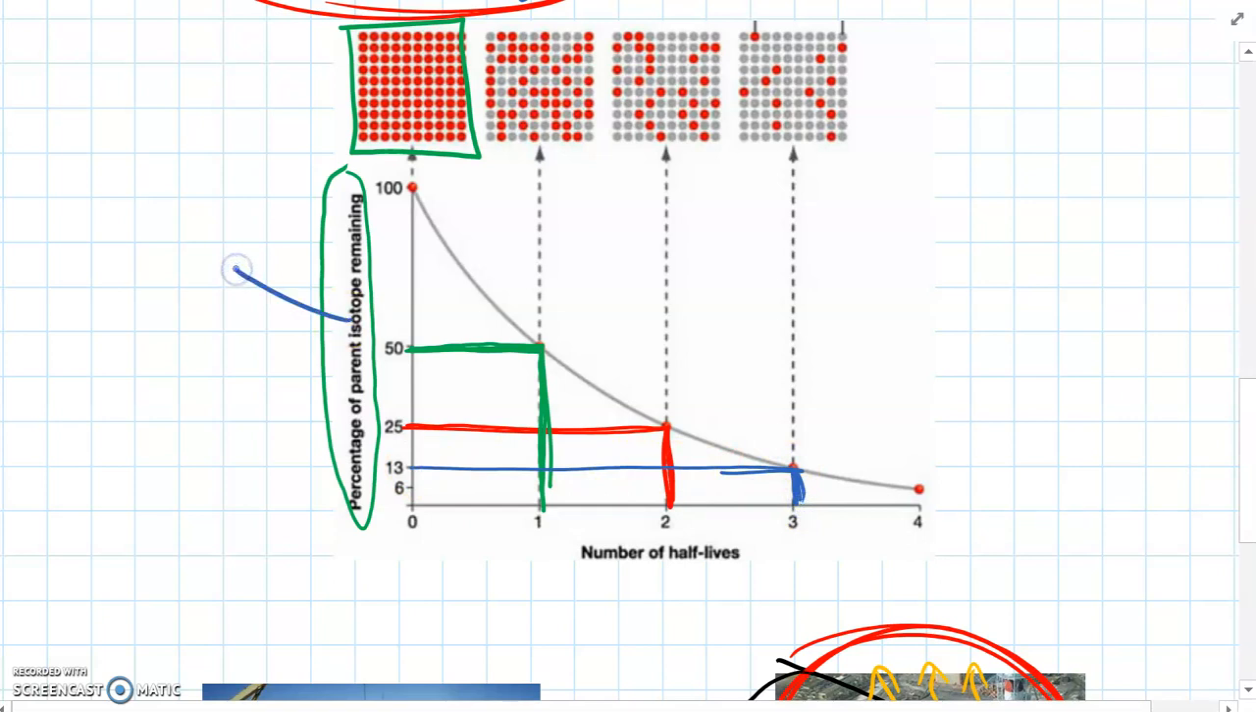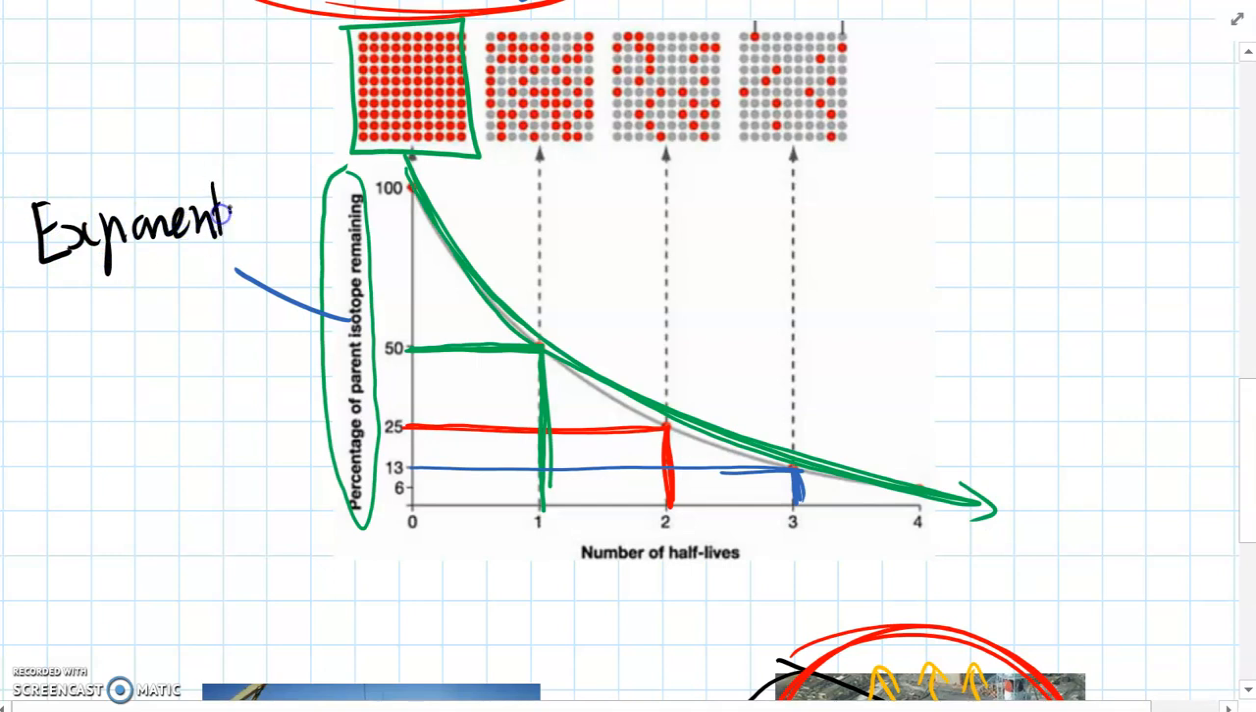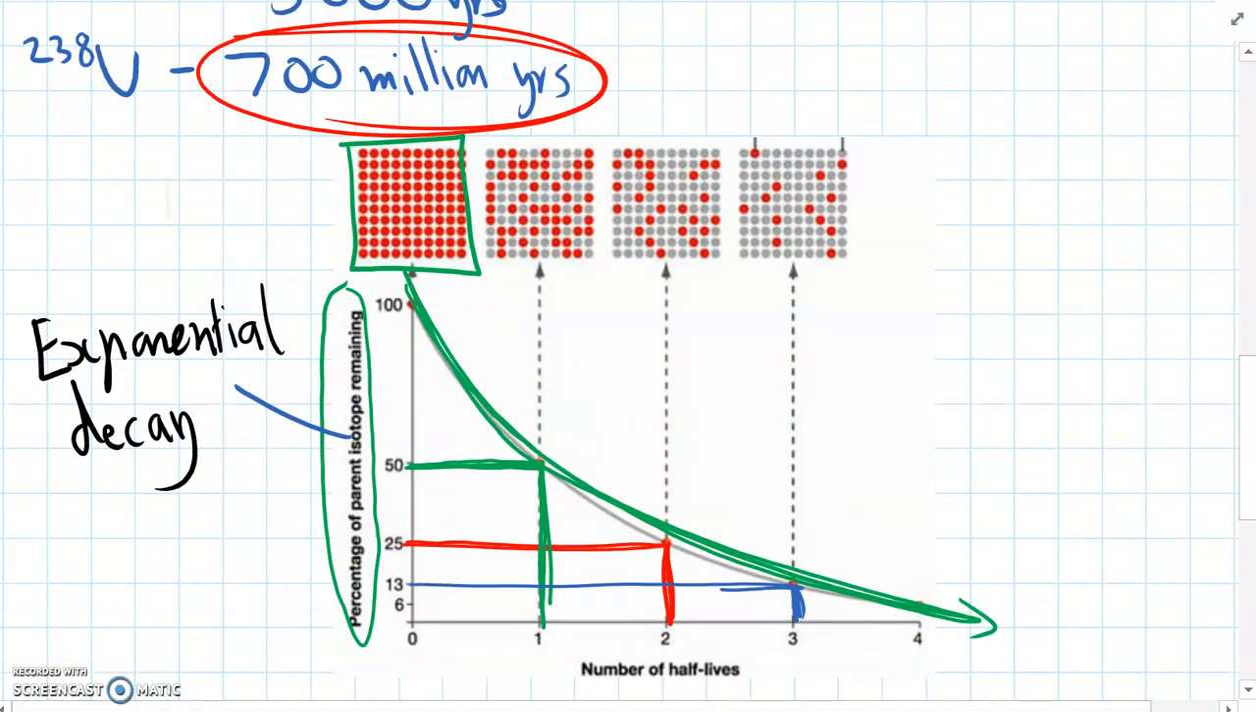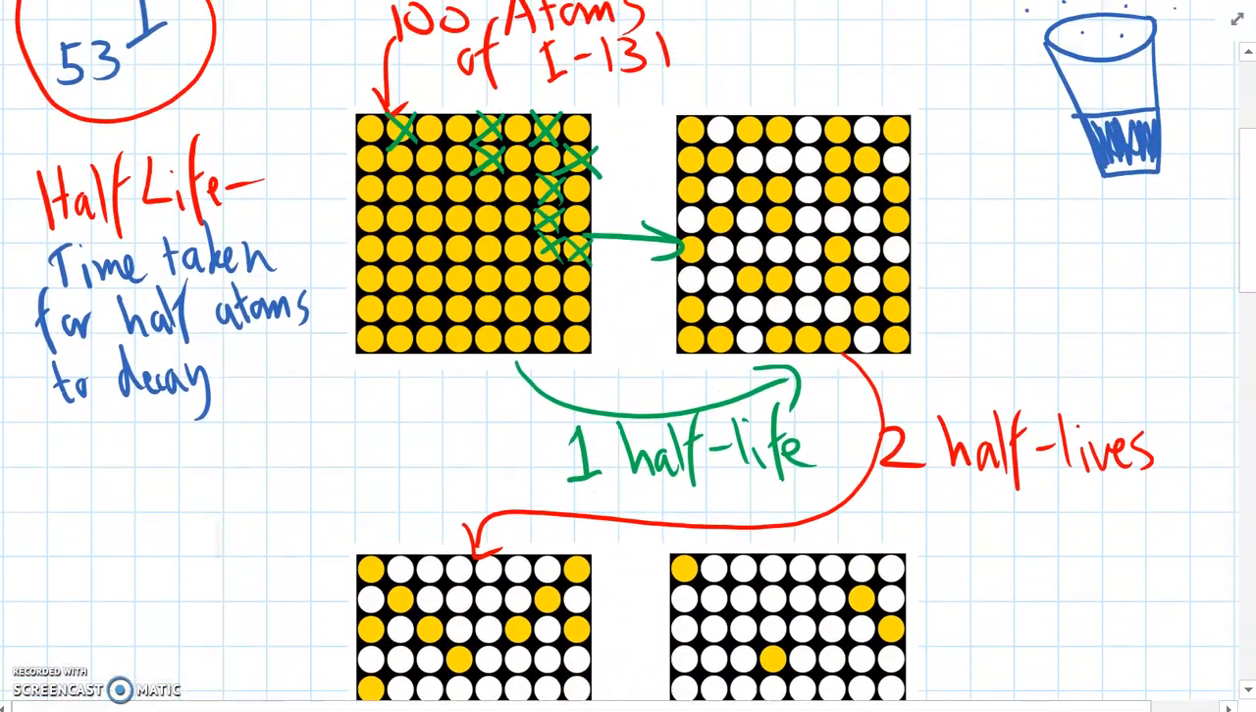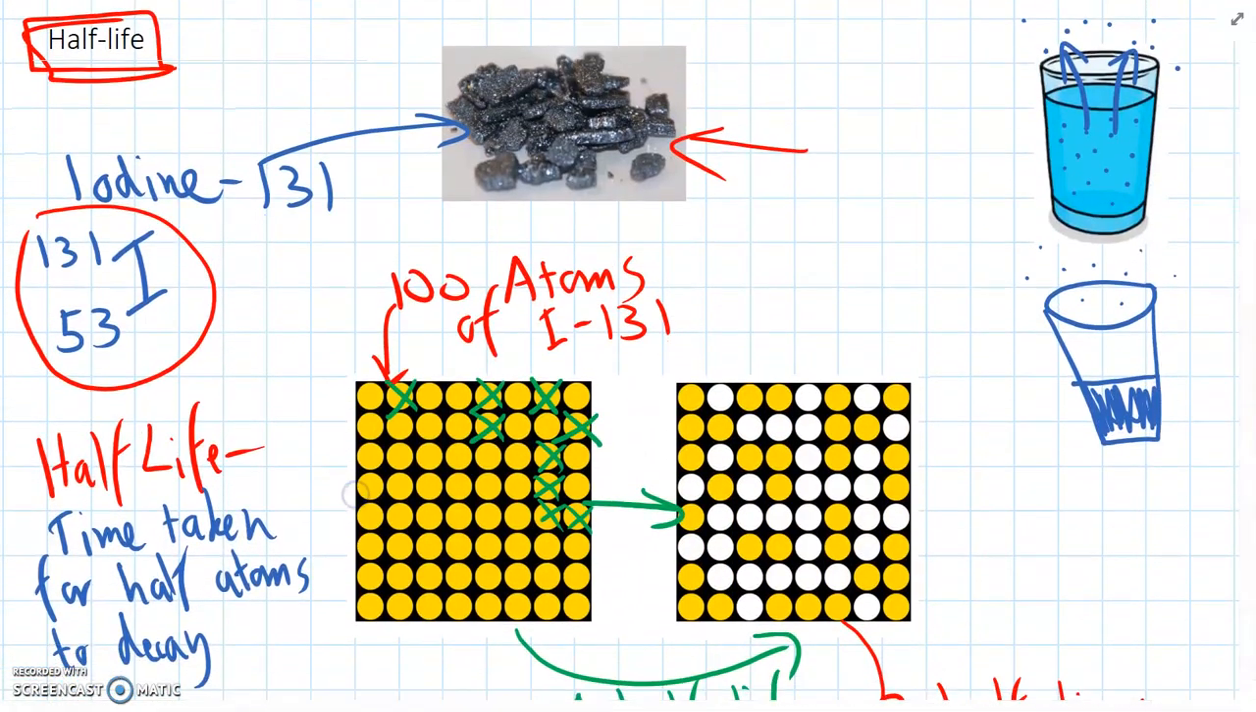So radioactive decay, this type of graph, when you start doing graphing in maths, this is an exponential graph. And we call it exponential decay because it's going down. So the half-life is the time it takes for half the radioactive atoms to decay and become stable.